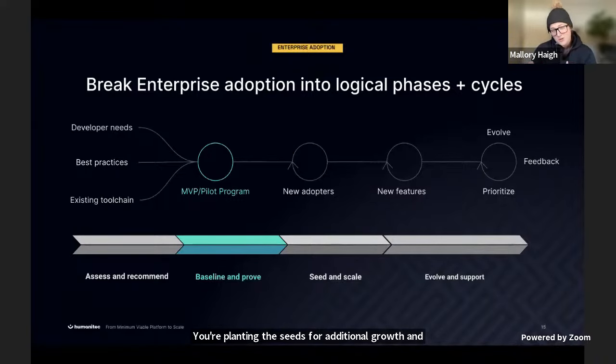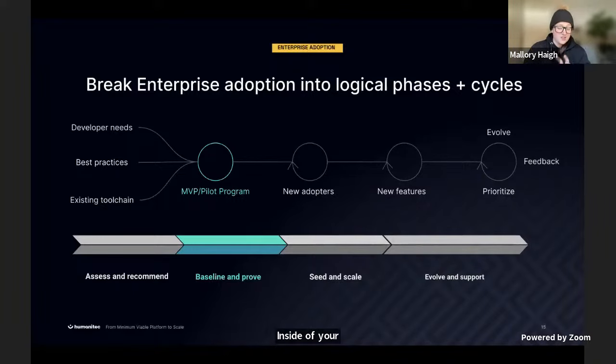Over time, you will have to add new features because that's just the way these things work. You're evolving and supporting the platform to support the teams that you have coming on. Part of that also leads into this process of evolution from feedback and prioritization, and it is just a loop as you onboard more and more organizations inside of your larger org.